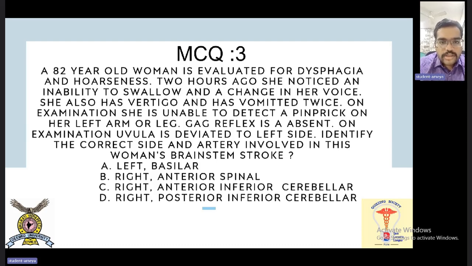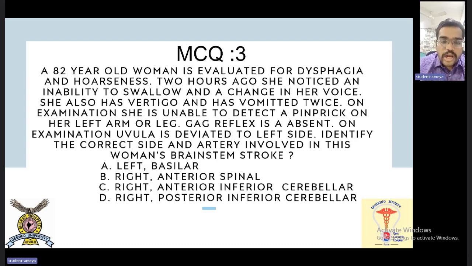Now let me tell you what the keywords are. The keywords here are change in her voice. This can occur due to involvement of the muscles of the larynx, pharynx, mainly larynx, right? So ninth cranial nerve, glossopharyngeal nerve. Which syndrome involves the ninth cranial nerve? The lateral medullary syndrome. Then gag reflex is absent. Again, which cranial nerves? Ninth and 10th cranial nerve. So again, lateral medullary syndrome.